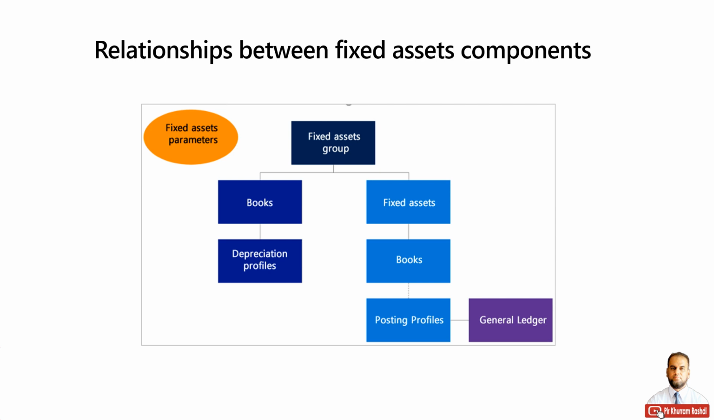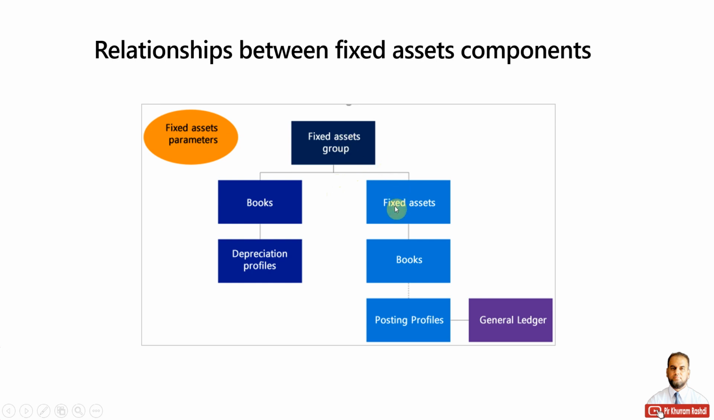Like if you talk about accounts payable, there are accounts payable parameters, and then there are vendor groups. Similarly, for accounts receivable, there are accounts receivable parameters, and then there are customer groups. So the settings are initially defined there. Some of the settings are copied to the individual record, like a fixed asset itself. Here we talk about a few of the settings which are already defined on the fixed asset groups and are then copied to the fixed assets.